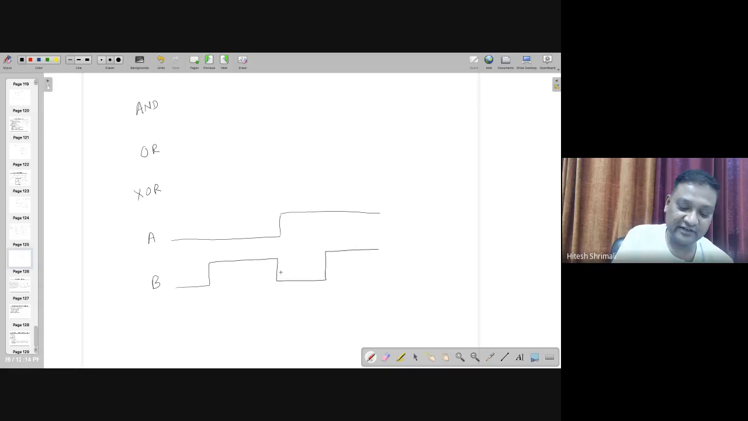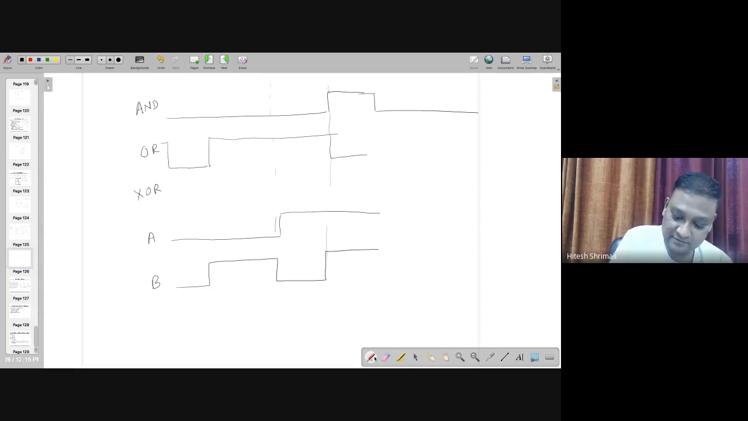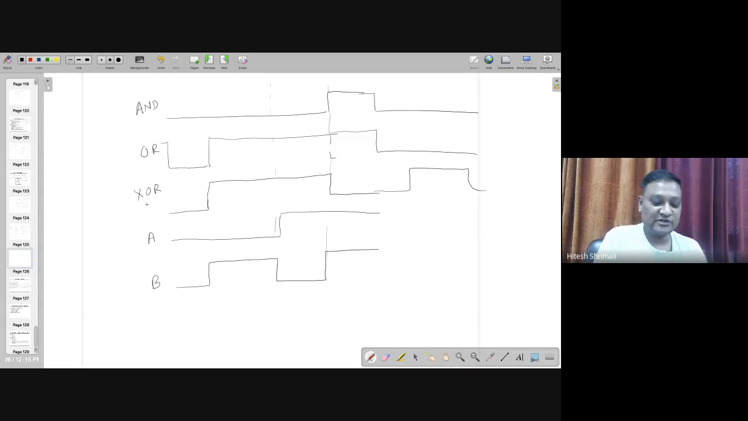If you look at these activities, the output for the AND gate is actually changing only once, like this. Similarly, for the OR gate, it is like this. Whereas in the case of the XOR gate, when the two inputs are different, the output is one, something like this. So more switching activity, or frequency, can be seen in the XOR gate.